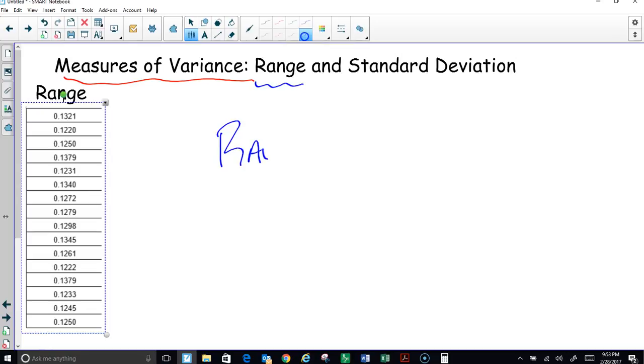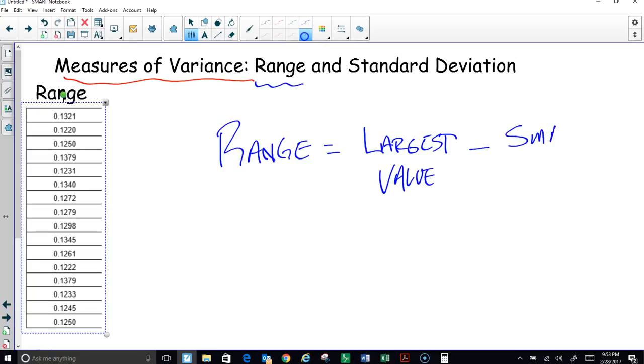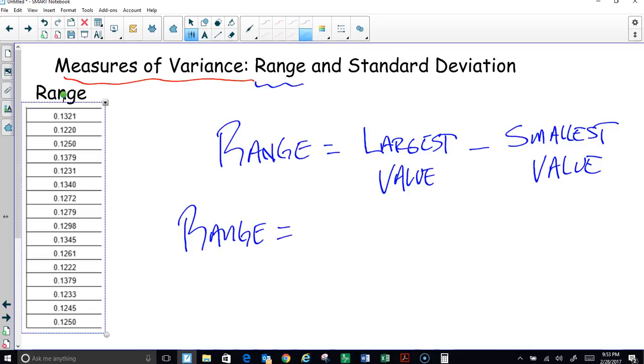Range is simply your largest number, the largest value in your data, minus your smallest. So, for us, going back and thinking about when I had to put them in order, it would be the largest value, which is that 0.1379, minus the smallest value, which I believe is 0.1220.